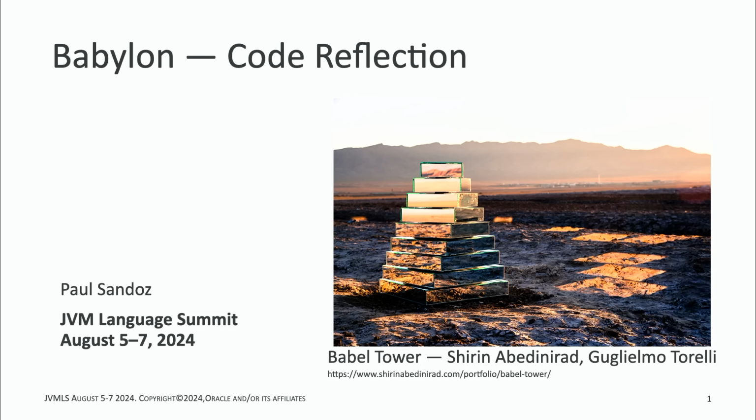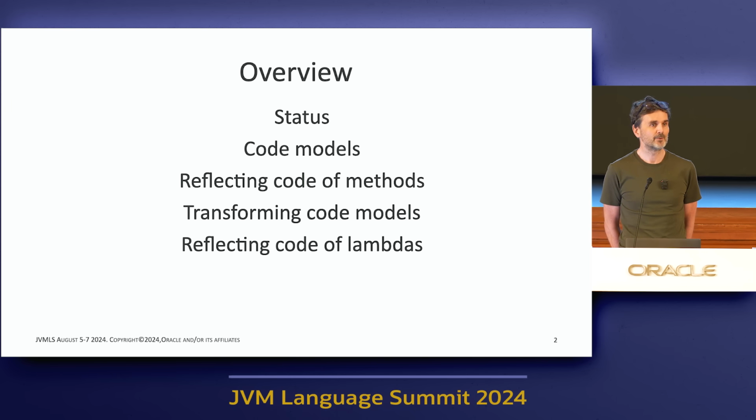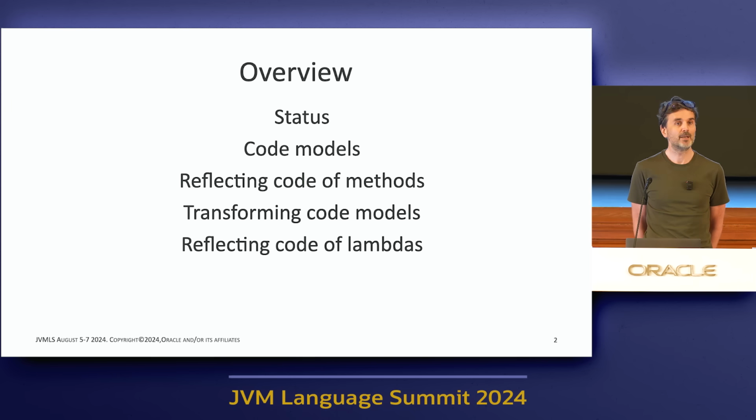And I did actually email her and ask her for permission to show this. All right. So I'm going to give a bit of a status update, explain something pretty important to Babylon, which is called code models, and then go into a bit of a sandwich, really. I'm going to talk about how we obtain code models and how we identify methods to get code models out and reflect over them. And I'm going to talk a bit about transformation at a high level. And I'm going to go back and talk about reflecting on lambdas like this. So I'll start sort of ramping it up as we go along.